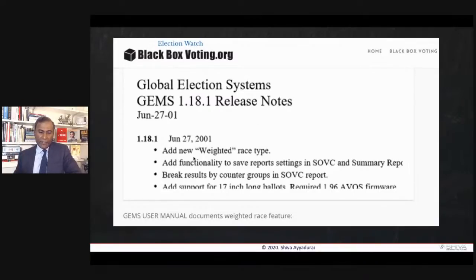It says, add new weighted race. What is a release note, by the way? Whenever new software comes, if you get a new upgrade on your iOS or your Android, you can go find the release notes. Like, what did we actually add in this new upgrade? So these are the release notes. Look what they did. They added a new feature in these voting systems called the weighted race. Now, why did they do that? Let me give you some background.